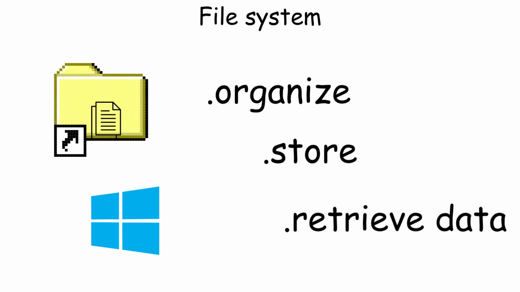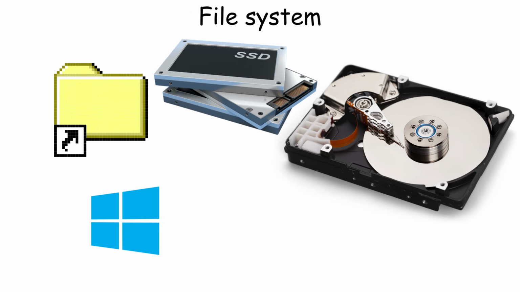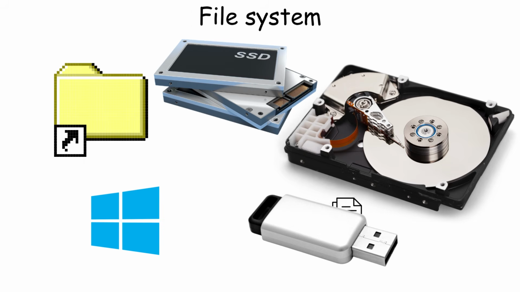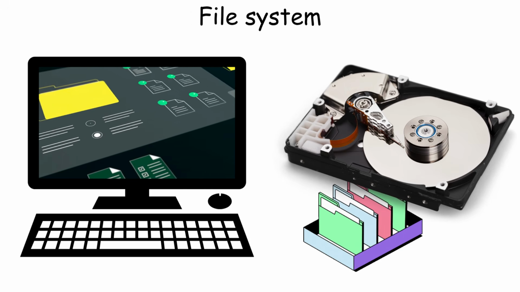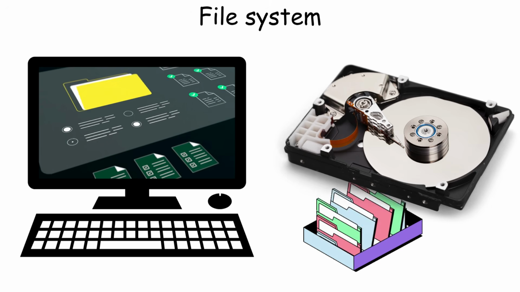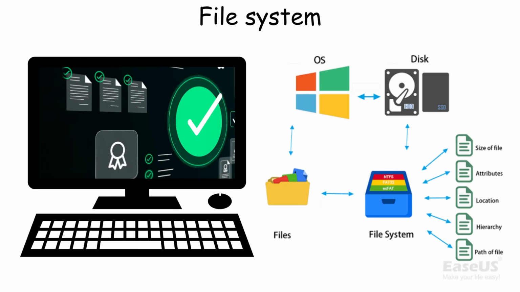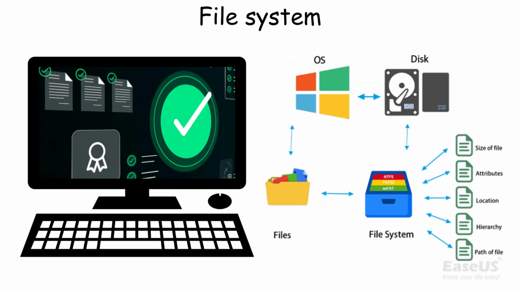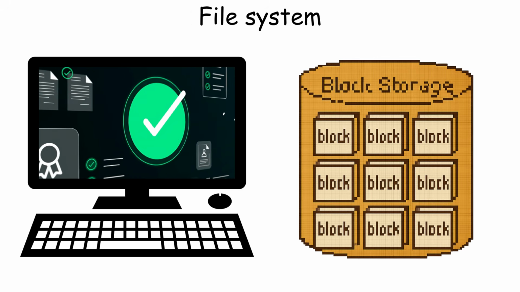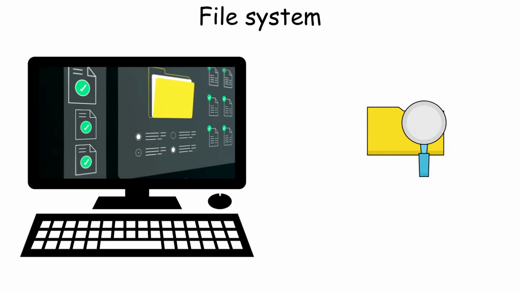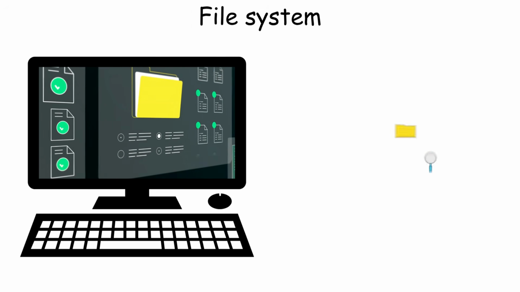A file system is the method an operating system uses to organize, store, and retrieve data on storage devices, such as hard drives, solid-state drives, and USB flash drives. It defines how data is structured on disk, how files are named, and how metadata, like size, permissions, and timestamps, is managed. Internally, most file systems divide storage into blocks or clusters and maintain indexing structures so the system can locate data quickly without scanning the entire device.